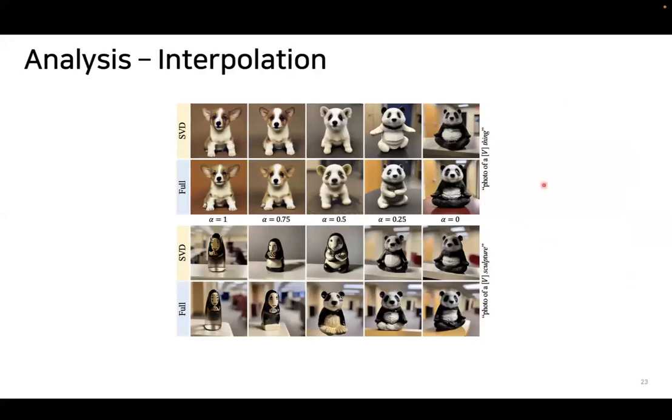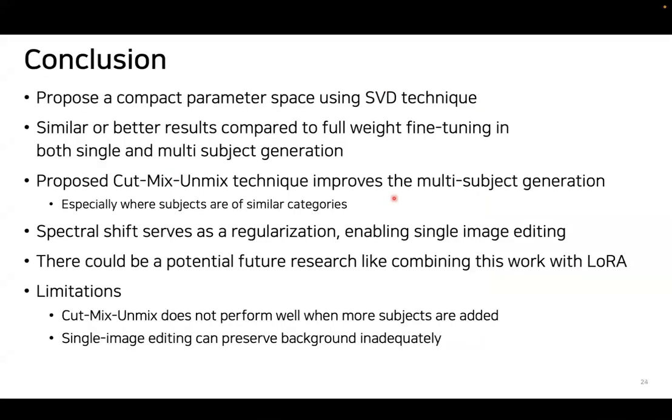And this is interpolation examples. Alpha is the interpolation coefficient. We can see that they interpolate quite well. Okay. Before we move on to the conclusion, does anybody have a question?